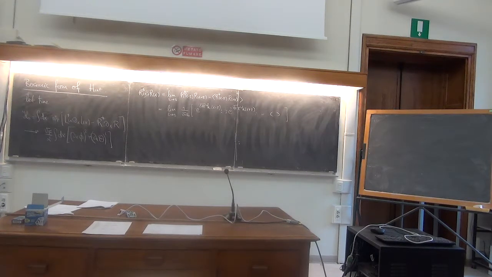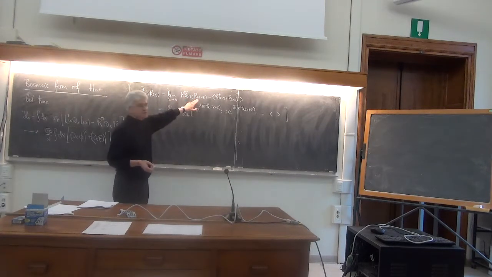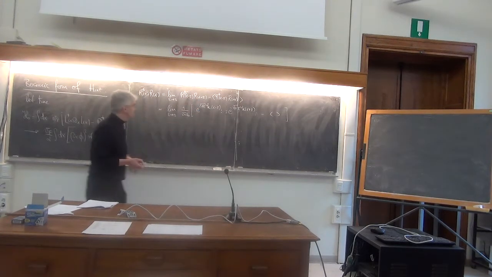The product of the two is again... Yeah, so basically it's the same Klein factor, so I get an eta from here, an eta from here, and eta squared was 1, so it drops out.